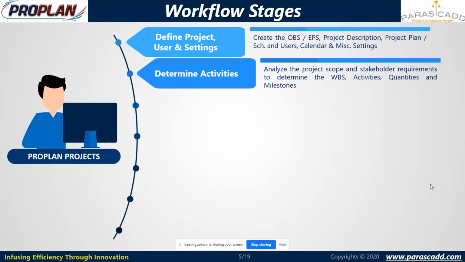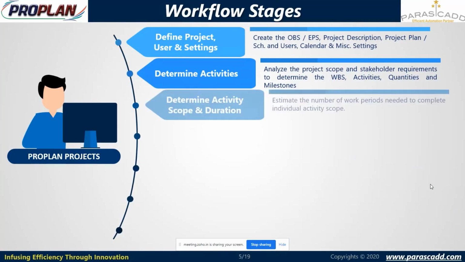Next is determination of activities. So we can determine various activities which we have to be mentioned in project. So we can analyze the project scope, stakeholders, requirements to determine the WBS activities, quantities, and the milestones.